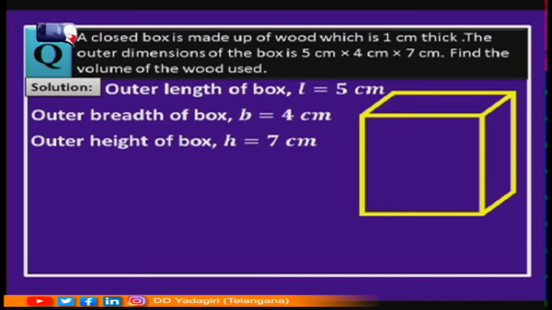Since it is thick, inside it will be hollow, right. So, this is the wood used. Here you can see this yellow color, this is the wood used to make this box. Now, how much volume of this wood is used? That is what we need to find.